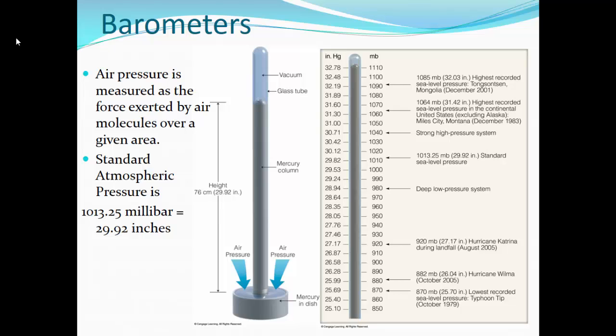On the right, we have some typical air pressures. We'll start at the bottom with 870 millibars being the lowest recorded sea level pressure in Typhoon Tip back in 1979. 882 millibars, Hurricane Wilma in 2005. Katrina was down around 920 millibars. An area we consider a deep area of low pressure over the continent, about 980 millibars. There's your standard sea level pressure. 1040 would be a very high pressure system, and then some of the highest air pressure recorded, the highest being over Mongolia with 1,085 millibars.